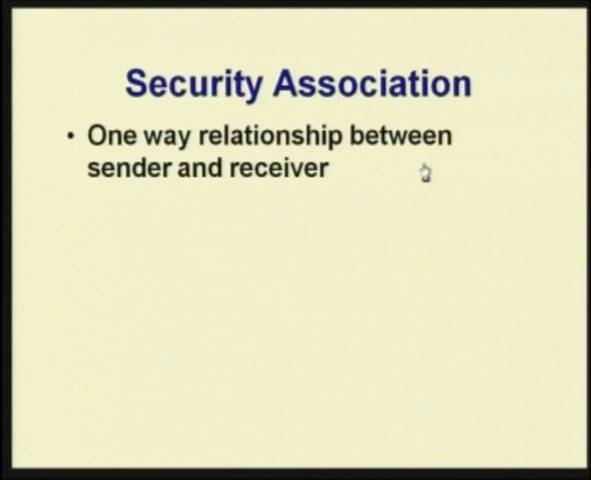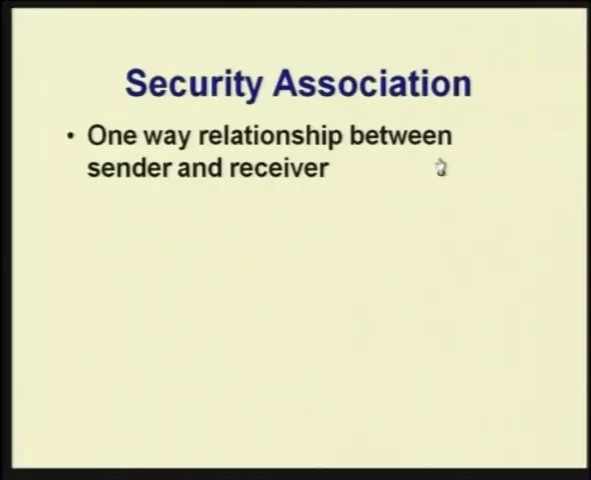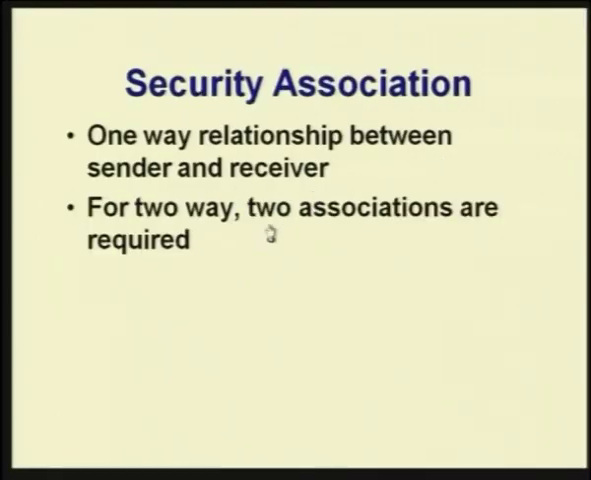So, we look at what the security association actually does for us. To understand it in simple terms, it basically provides a one-way relationship between a sender and a receiver. For two-way, you need to have two associations. That is, from A to B if you have a security association, from B to A you need to have another security association. So, a one-way relationship is identified by one security association.